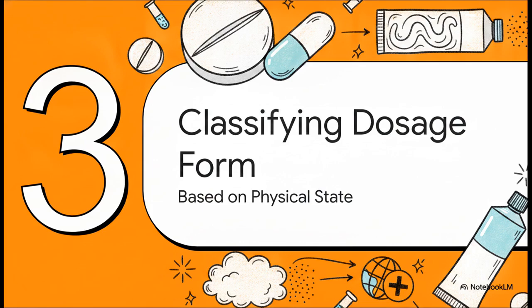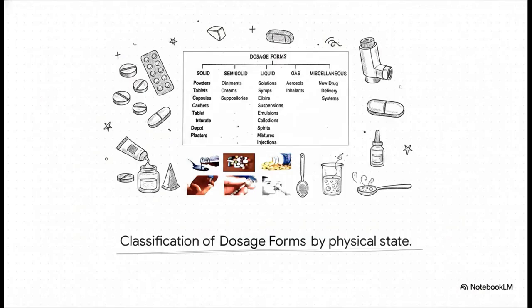Classifying dosage forms. The big picture. Now that we get the why, let's look at the how. We need to organize this massive world of medicines based on their physical states. If you're a pharmacy student, consider this classification system your absolute best friend. It categorizes dosage forms into 4 main branches: solid, semi-solid, liquid, and gas. Under solid, you've got powders, tablets, capsules. Semi-solid, think ointments, cream, suppositories. Under liquid, there are solutions, syrups, suspensions, and injections. And finally, gas, which covers aerosols and inhalants.